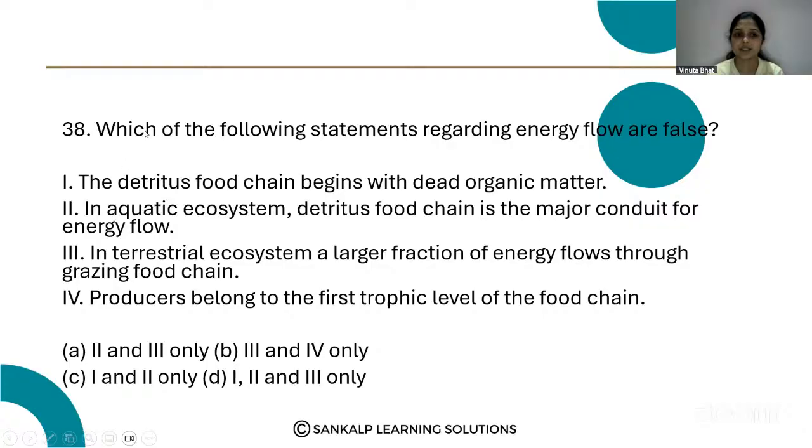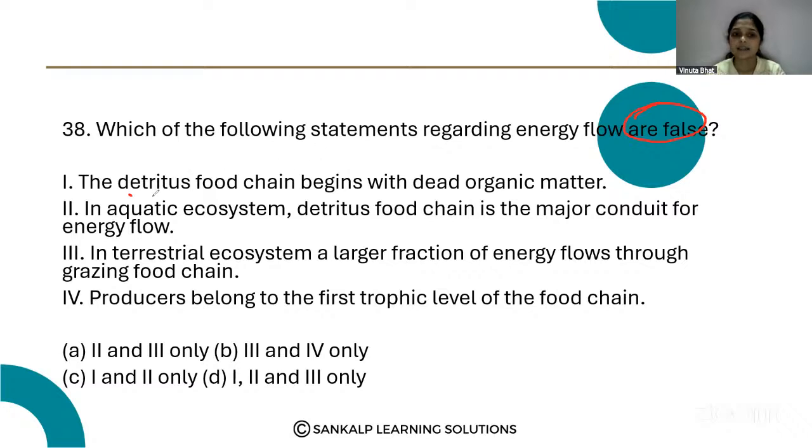Question number 38. Which of the following statements regarding energy flow are false? The detritus food chain begins with dead organic matter. In an aquatic ecosystem, the detritus food chain is the major conduit for energy flow. In a terrestrial ecosystem, a larger fraction of energy flows through the grazing food chain. Producers belong to the first trophic level of the food chain. So here, which of the following are false statements?